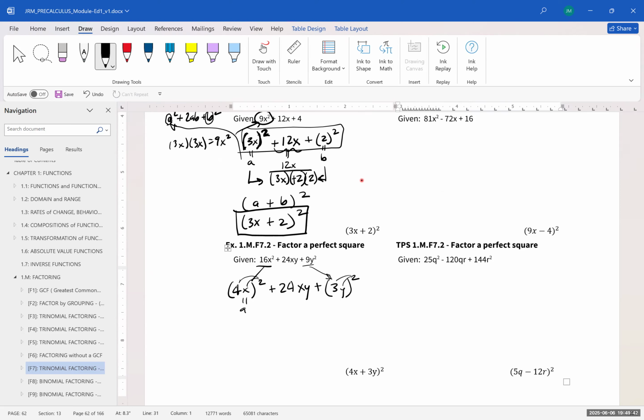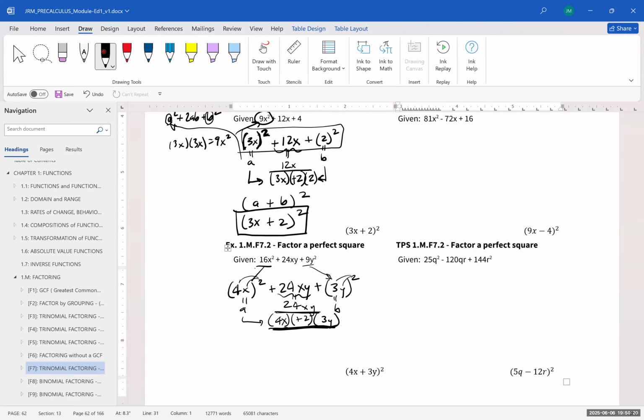All right, so this is our value of a. This is our value of b. And so now we want to take the product of our value of a, multiply that times a positive 2, and multiply that times our value of b, which in this case was 3y. And 4 times 2 is 8, and 8 times 3 is 24, and we have x and y. So this product here is 24xy, which is exactly what our middle term is.